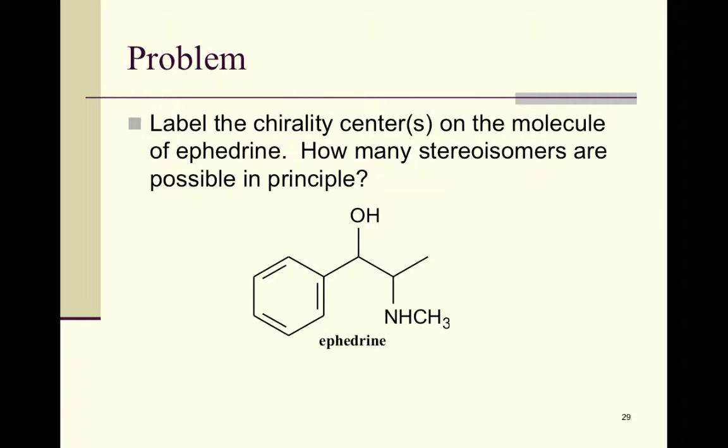This is a molecule of ephedrine. Find the chirality centers, and then using 2 to the nth power, how many stereoisomers are possible? Well, anytime we have a carbon-carbon double bond, those two sides will be the same. This has 4 different groups. The group not shown in this line structure is a hydrogen. Same thing here, there's a hydrogen here that's not being shown. So this has 2 chiral centers. How many stereoisomers are possible? 4.